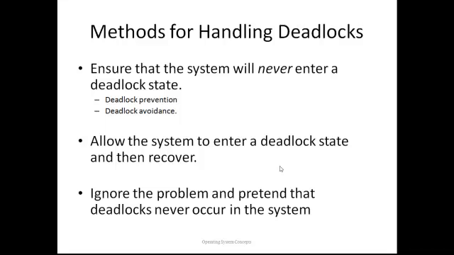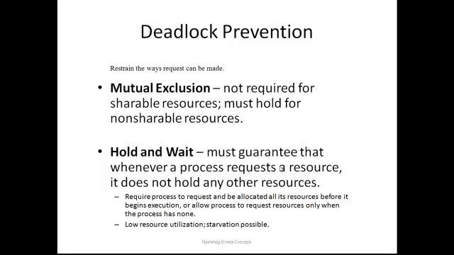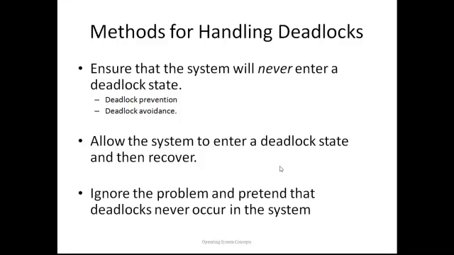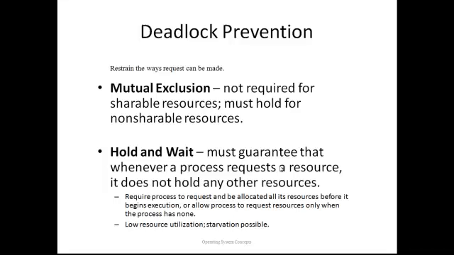Now, how to ensure the system will never enter a deadlock state? We have to use deadlock prevention or deadlock avoidance. First we will go to deadlock prevention. How to prevent deadlock? The methods are there. The first one is mutual exclusion. It is not required for shareable resources and must hold for non-shareable resources.